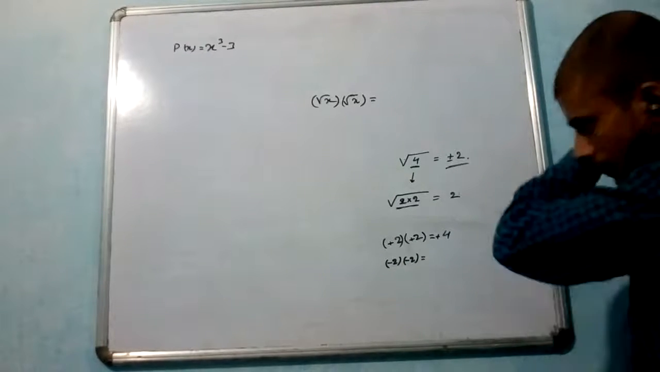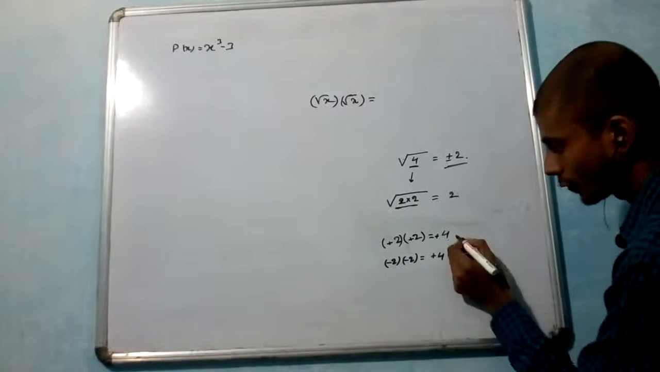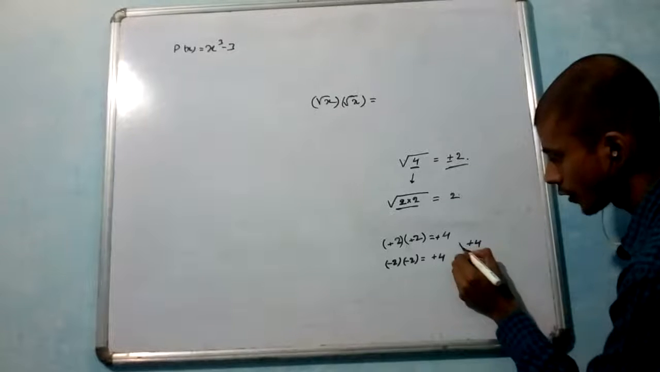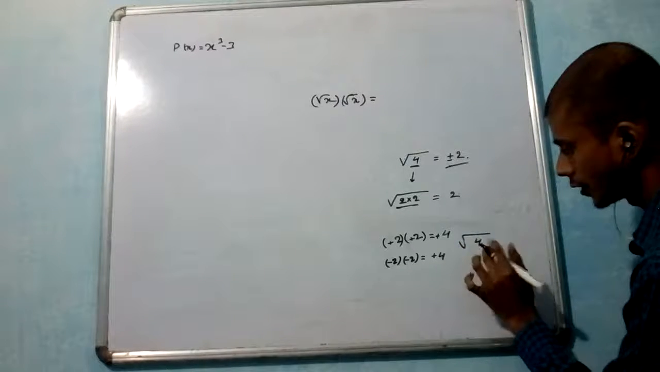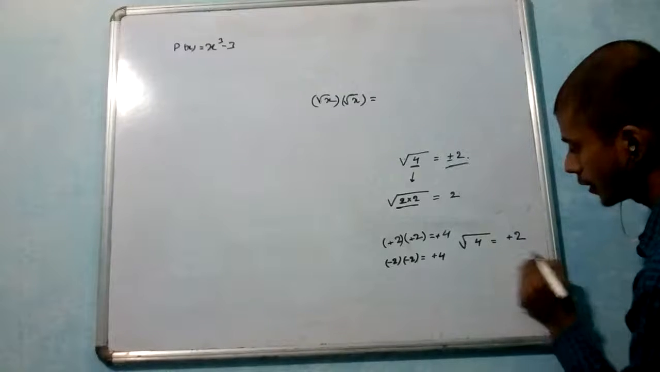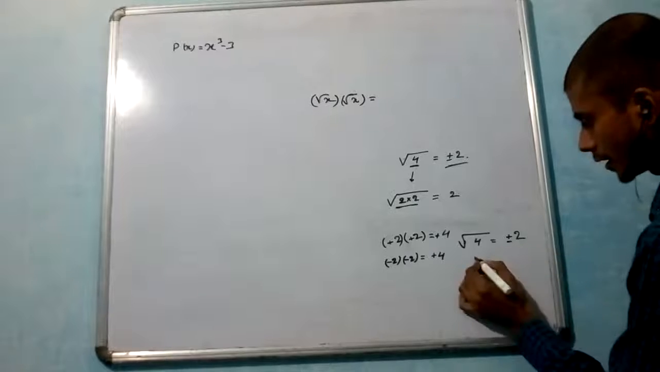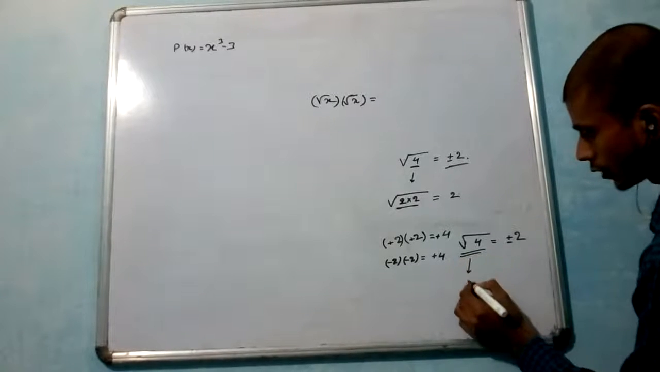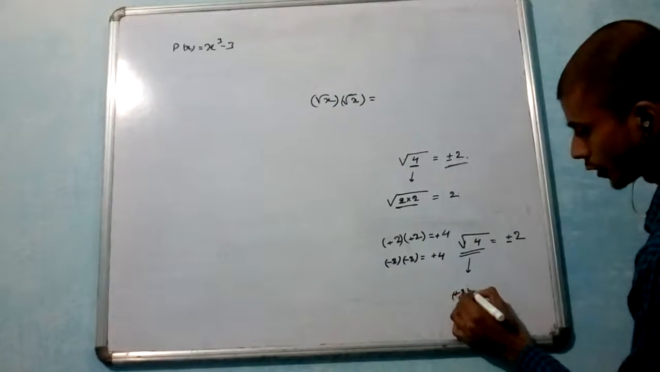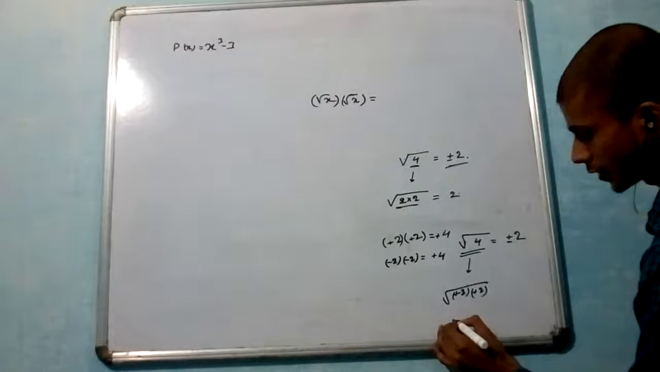Plus 4. And that is the reason that for this plus 4 square root, it is not only plus 2, but minus 2 both. Understanding? Means this 4 can not only be written as plus 2 into plus 2 inside, but can also be written as minus 2 into minus 2 inside.